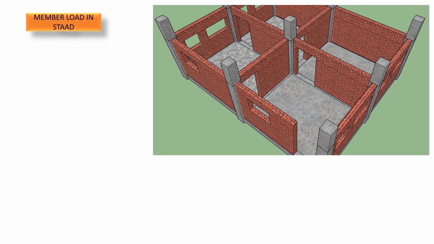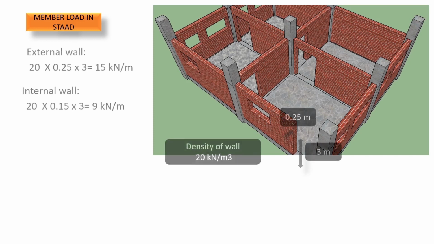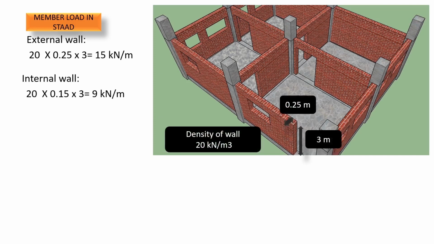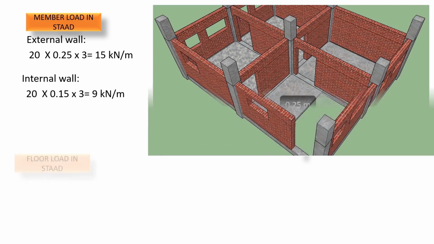Now how do we consider the member load in Staad? If you look at this example, the wall height is 3 meter, thickness is 0.25, and density of wall is 20 kN per meter cube. If we multiply all this, we get the load contribution from the external wall as 15 kN per meter, and from the internal wall 9 kN per meter.